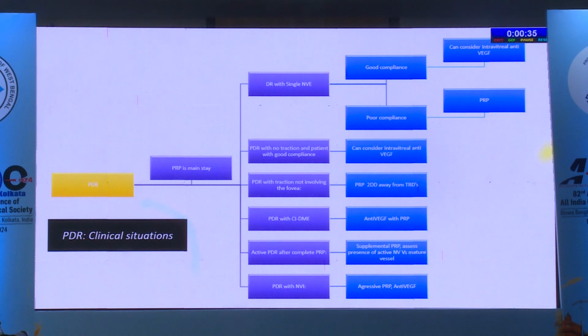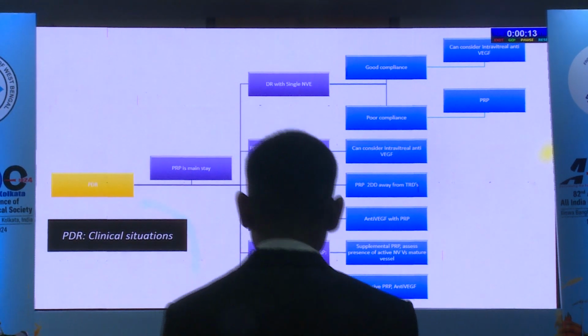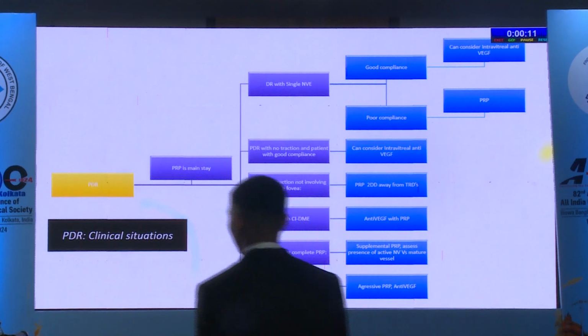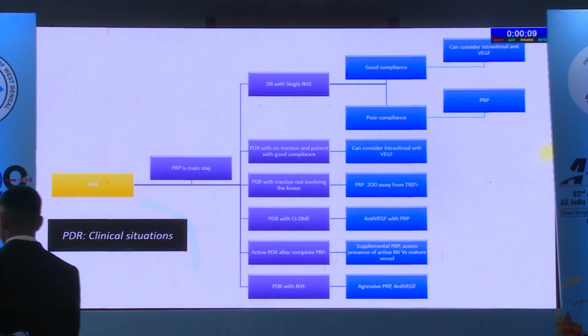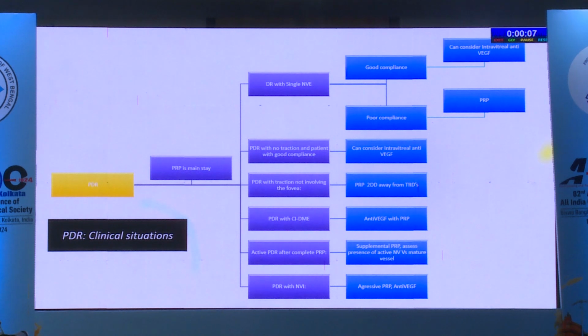If there is traction not involving fovea, you tend to do a panretinal photocoagulation about 2 disc diameter away from the areas of TRD, otherwise you will convert it to a combined retinal detachment. If it is with center involving DME, you do anti-VEGF with PRP. If it's active PDR, even despite your complete panretinal photocoagulation, you assess the size of the vessel, whether they are mature vessels or still immature vessels.